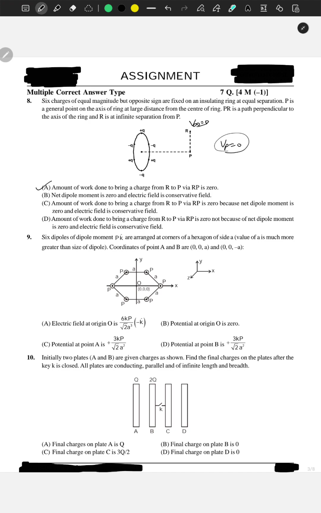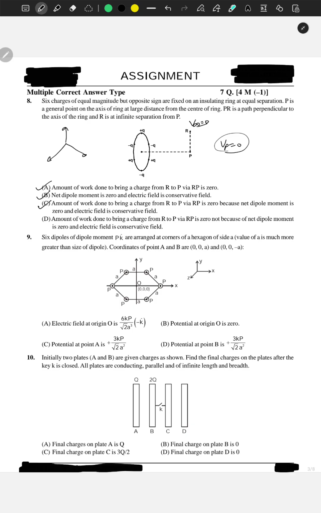Net dipole moment is 0, and the electric field is a conservative field. We can see there are 3 dipole moments: one in this direction, one in this direction, one upward. So that is also 0. Option B is correct. The work done to bring a charge from R to P is 0 because the net dipole moment is 0, and the electric field is a conservative field, so it does not depend upon the path. So for question number 8, A, B, C, 3 options are correct.